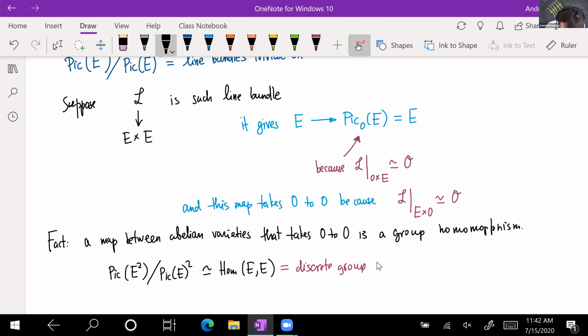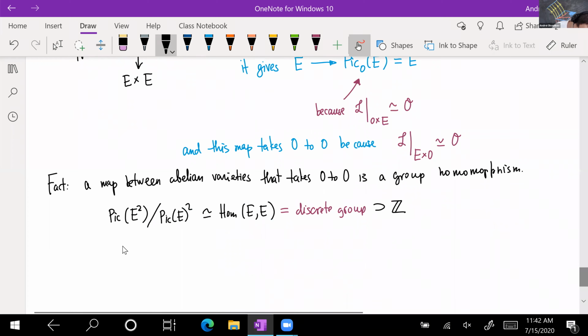Always contains Z. Multiplication by n. May contain more if I have a curve with complex multiplication, but we're not going to worry about that. So we're not going to see those line bundles in this discussion. In principle E can have more homomorphisms if it has complex multiplication, but we're not there. We're not going to need this fact.